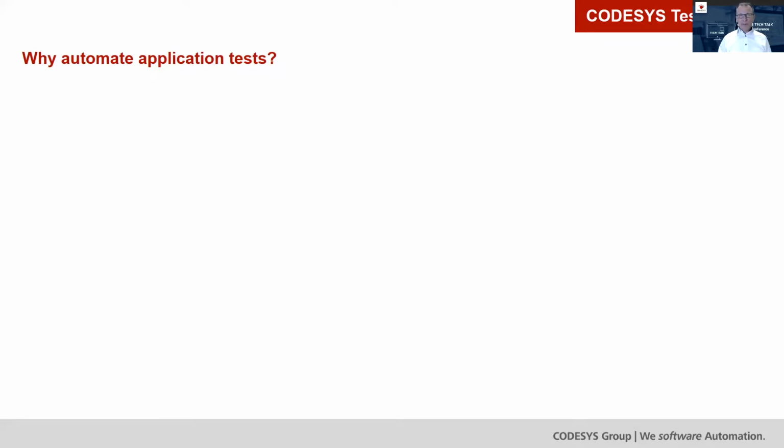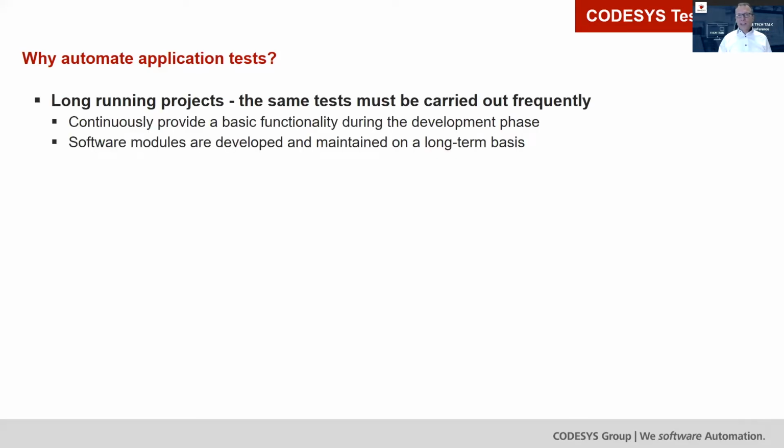For every release of CODESYS, we use about 150,000 test cases. You can imagine that we could not do it without a tool. But for application software, it's perfect to automate tests in case you have long-running projects. You develop the project further over years, so the same tests must be carried out frequently. It's for sure no fun to do the same tests every month again and again. So continuously testing the basic functionality assures the quality of the software.